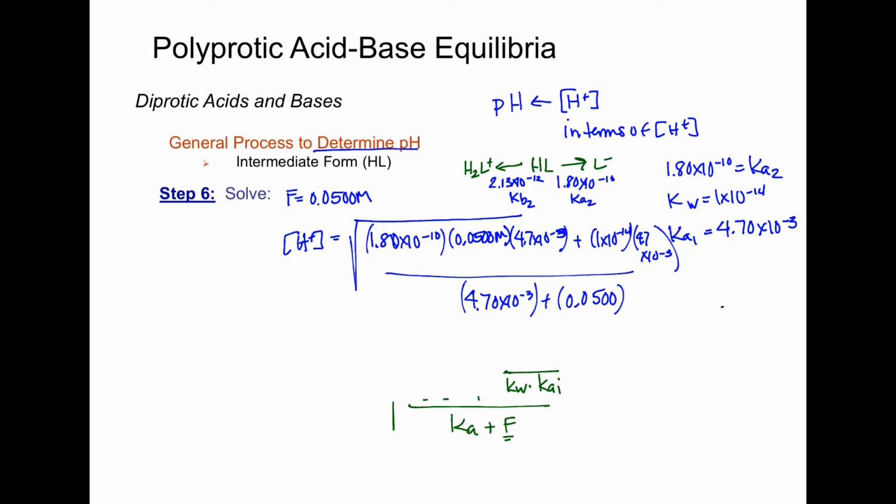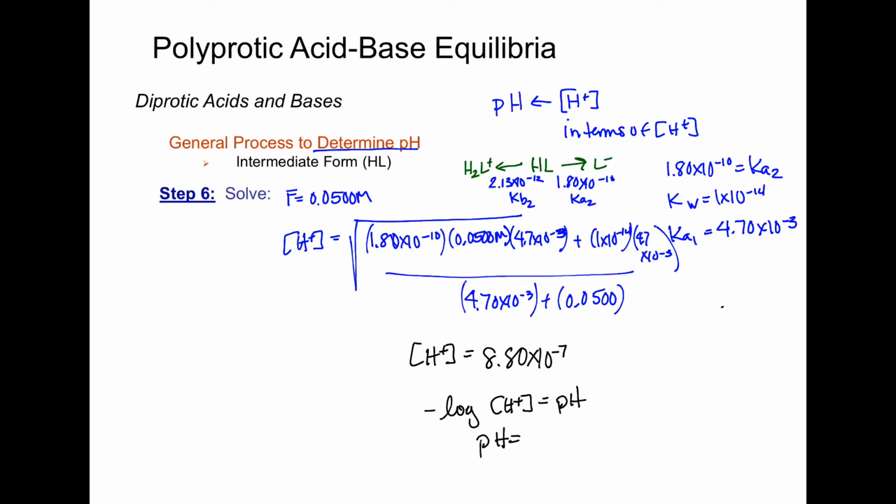And when I do that on my calculator, I get that the hydrogen ion concentration is equal to 8.80 times 10 to the negative 7. If we do the negative log of that, we would get a pH of about 6.05, 6.06. So that makes sense when we were thinking about how this should probably be an acidic pH because the Ka was higher than the Kb. So that makes sense in terms of the overall value we were looking for.